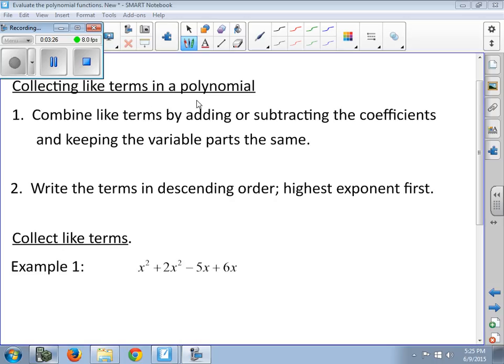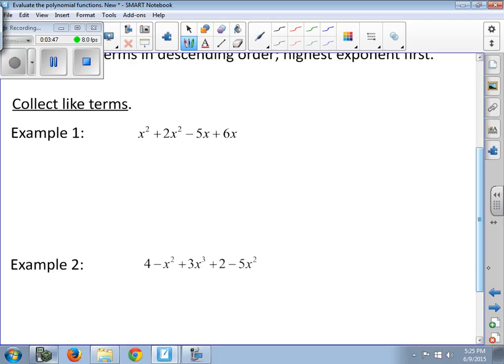Collecting like terms in a polynomial. In order to collect like terms, we need to combine the terms by adding or subtracting the coefficients and keeping the variable part the same, keeping the like terms. Write the terms in descending order with the highest exponent first. Example 1. The highest exponents are x squared. This is like 1x squared plus 2x squared, which would be 3x squared. And then we have negative 5x plus 6x. Negative 5 plus 6, if you put that in the calculator, would be 1. So we're just going to have plus 1x or just plus x.